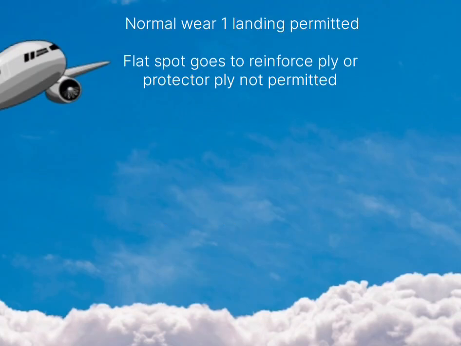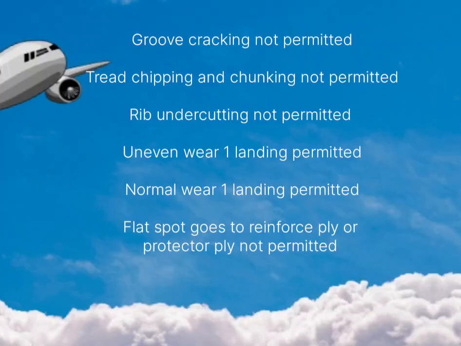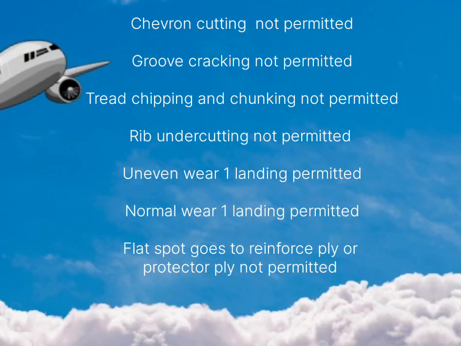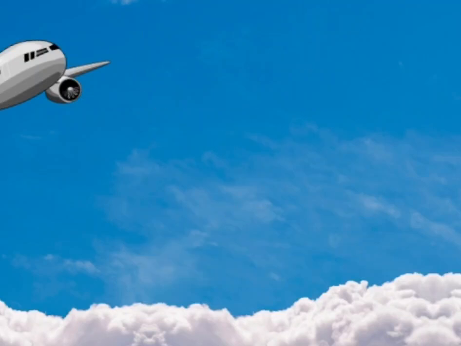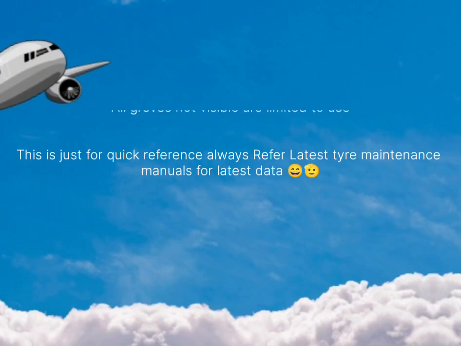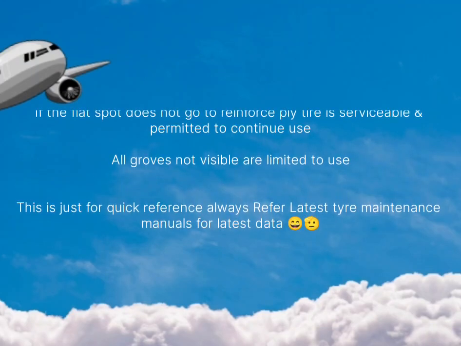Chevron cutting not permitted, groove cracking not permitted, tread chipping and chunking not permitted, rib undercutting not permitted. Uneven wear, one landing permitted. Normal wear, one landing permitted. If the flat spot goes to the reinforced ply or protective ply, this is not permitted on any wheel. If the flat spot does not go to the reinforced ply, the tire is serviceable and permitted to use in service.